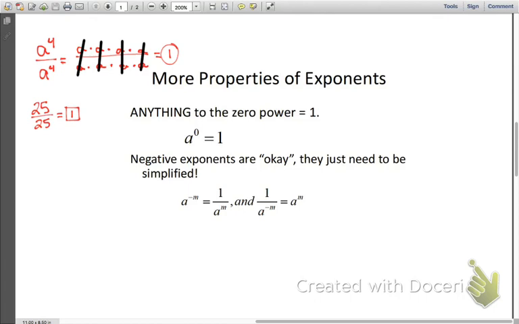Negative exponents, like it says, they're okay. They just need to be simplified. If you have a negative exponent, you just need to basically put it on the opposite side. So if it's on the top side of your fraction, put it on the bottom. If it's on the bottom side of your fraction, put it on the top. Okay, so you should never end with a negative exponent. You should always have a positive exponent, either in the denominator spot or in the numerator spot.